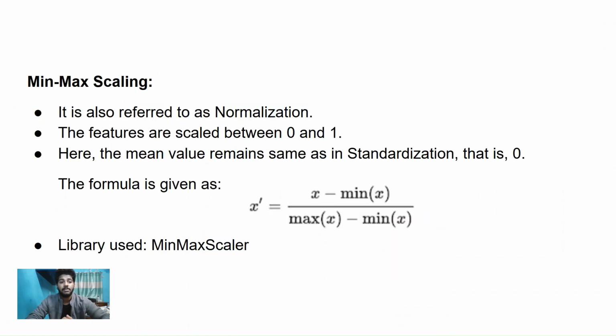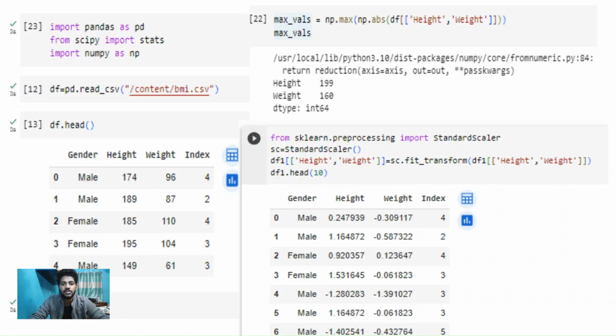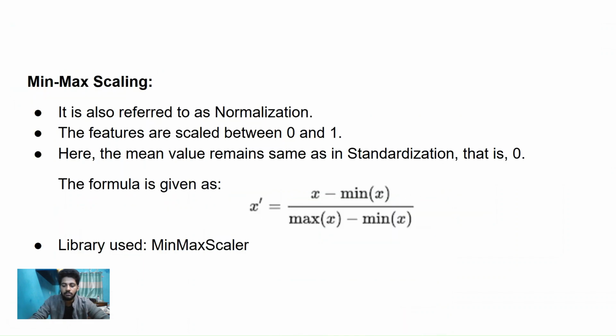The second one is min-max scaling. It is also referred to as normalization, and the features are scaled between 0 and 1 only. There will be no negative values like we saw in the previous scaling method. Here the minimum value is 0. The formula is given as x dash is equal to x minus min of x divided by max of x minus min of x. We're going to use the library MinMaxScaler.